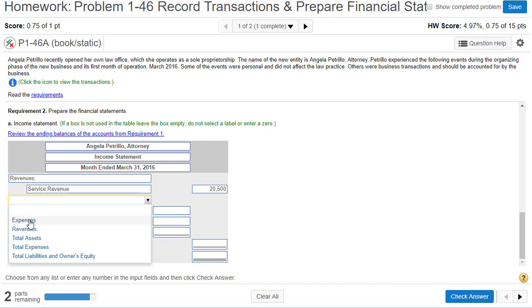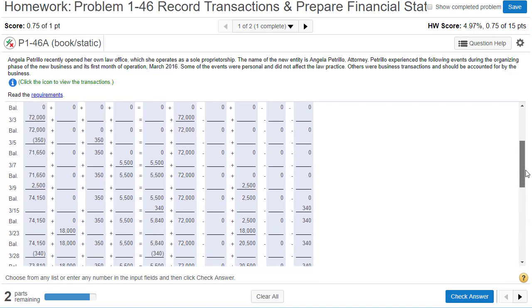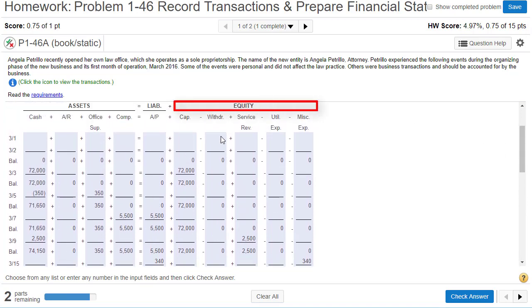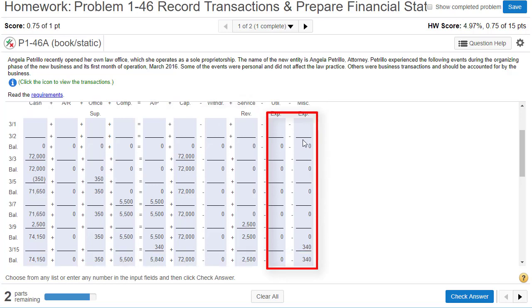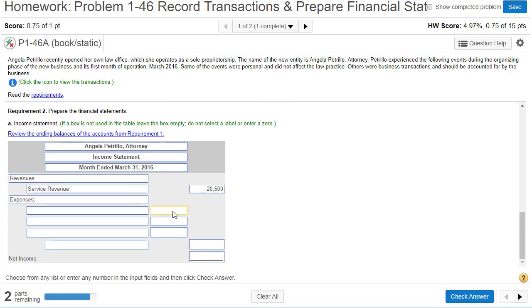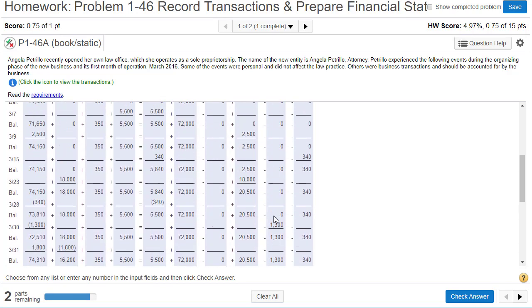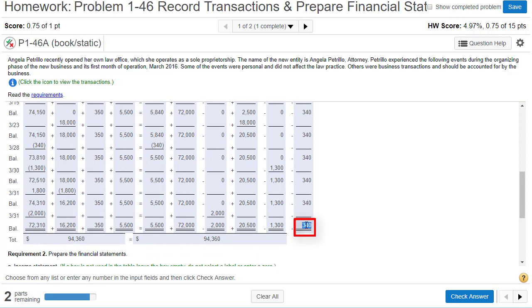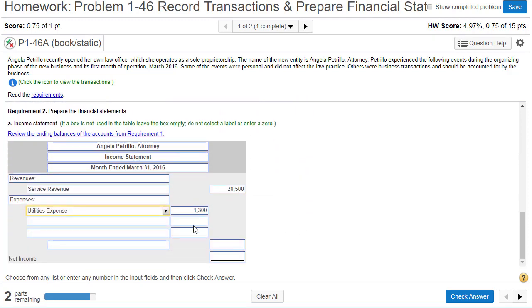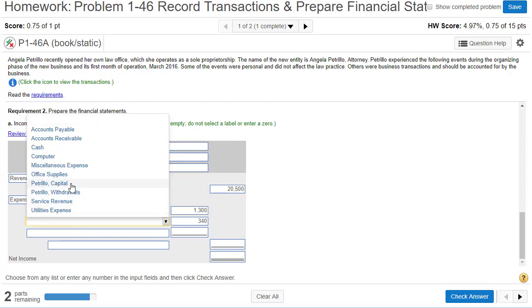So we use the main label expenses, and we're going to list our expenses. So scroll back up here, find our expenses. Expenses fall under the equity classification. We've got 2 expenses, utilities and miscellaneous. So let's see what the final numbers were. We've got $1,300 of utilities expense. Scroll back up, and we've got $340 of miscellaneous expense.